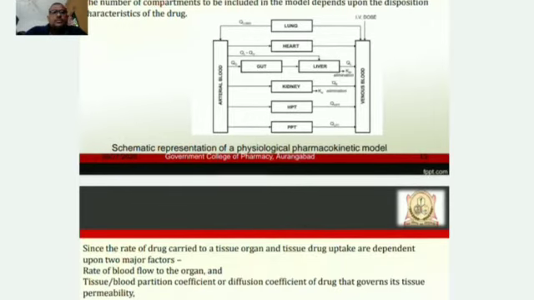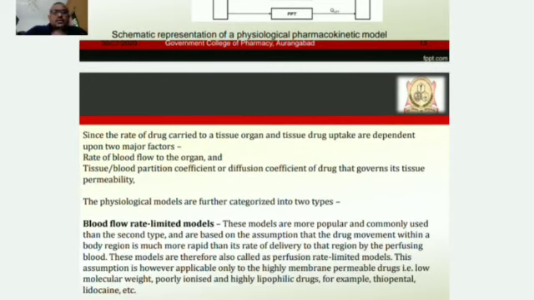So now in this case we'll see what are the different types of physiological models. They depend upon two major factors. These physiological models mainly depend upon two main factors: one is the rate of blood flow to the organ, and second is the partition coefficient or the diffusion coefficient of the drug. So these are the two main factors. Based upon this, physiological models are divided.